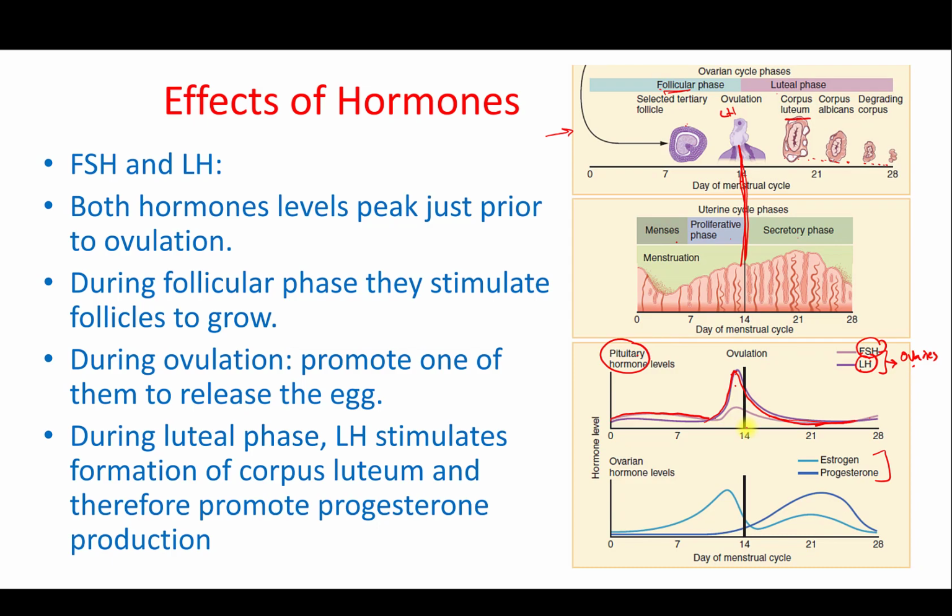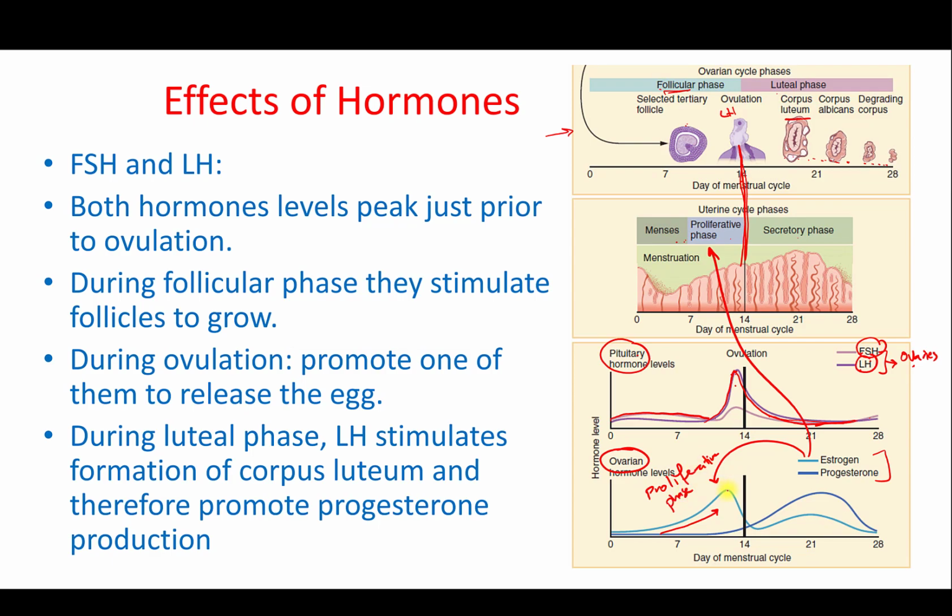Then we have estrogen and progesterone. Those are coming from the ovaries. Estrogen is high during the proliferative phase. So estrogen is the one responsible for the proliferative phase, building up the thickness of the uterus.